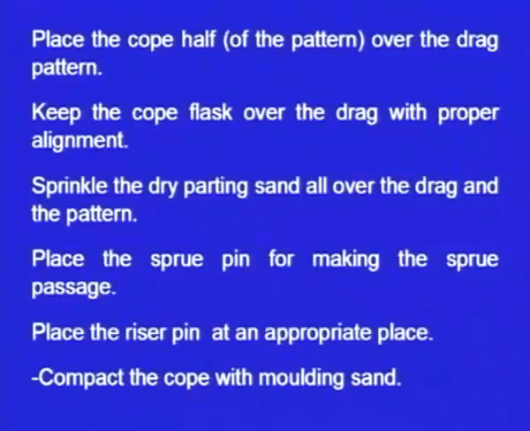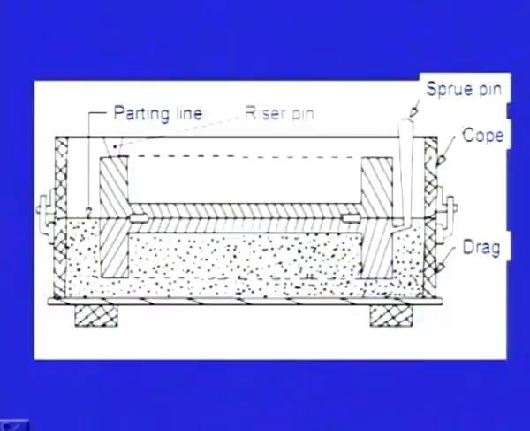Next one, keep the cope flask over the drag. Next, this one is the cope. Cope means the upper molding flask. So this upper molding flask has to be kept over the drag. Again, they should be properly aligned. To ensure proper alignment, there will be dovetail pins. Here we can see dovetail pins, and here we can see dovetail pins. This pin has to pass through this hole. There is a hole in this part. So by using these dovetail pins, we will ensure that the cope and drag are properly aligned.